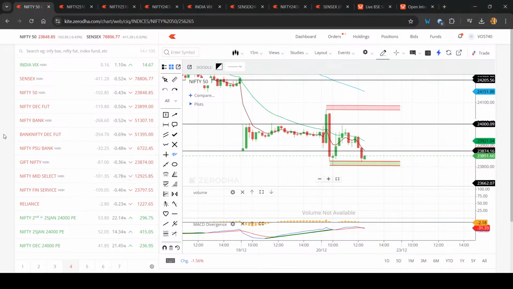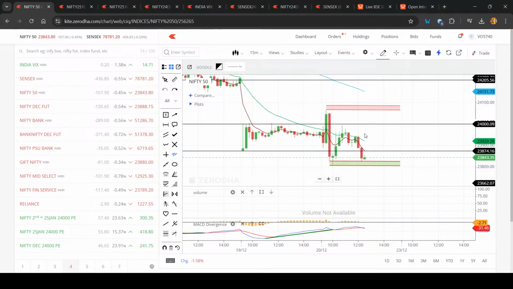So just to mention, I've entered only one lot at this 24,000. All right, let's see. The price action seems bearish only, and I'll try to add one more lot if at all we break down. But essentially, I'm keeping my stop loss at this point.